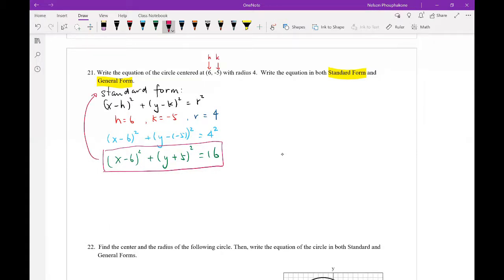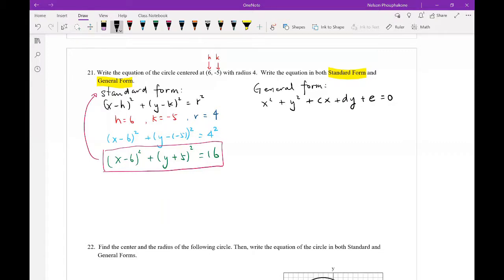Okay. And now, how about general form? So we know that the general form is what? It is x squared plus y squared plus cx plus dy plus e equal to 0. This is the general form. Okay, so how do we get to a general form?